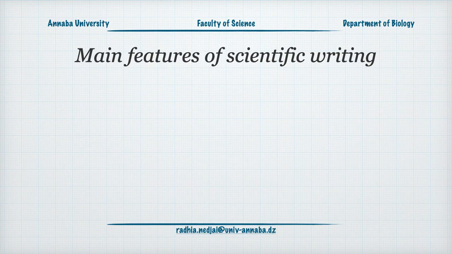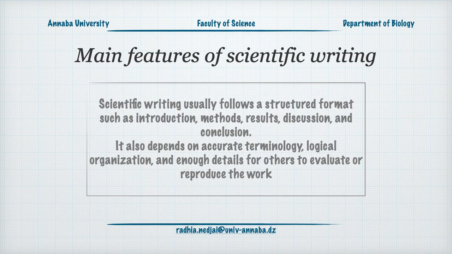Now the question is, what's the key characteristic of scientific writing? Scientific writing usually follows a structured format, such as introduction, methods, results, discussion, and conclusion. It also depends on accurate terminology, logical organization, and enough details for others to evaluate or reproduce the work.